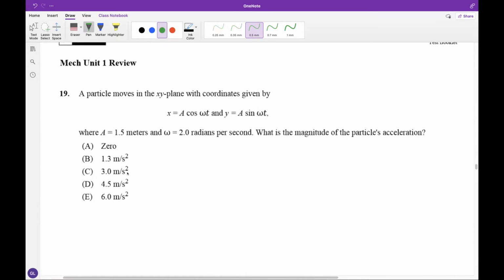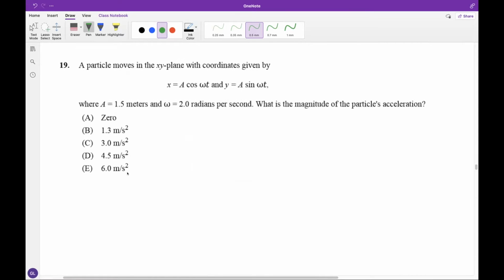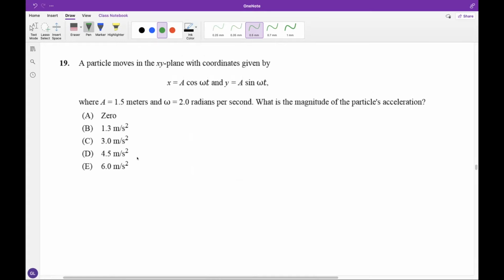Oh, you know what? Here's a classic problem. Now that we've really gone through the course, I want to see what we think about 19. So it reads, a particle moves in the xy plane with the coordinates given by this expression for the x component and the y component. And they give us the amplitude of oscillation, or the maximum amplitude. So at most it's going to be 1.5 meters, and then a frequency of 2 radians per second, or we can think of it as the angular velocity of 2 radians per second. The question is, what is the magnitude of the particle's acceleration here?